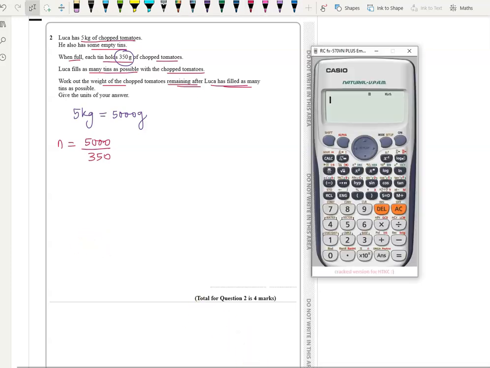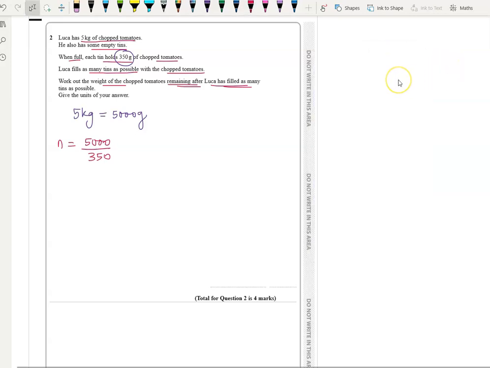So 5000 divided by 350 gives us 100 over 7, that is 14.28. So it means it can fill only 14 tins, and a part will be left. So it is 14.28, which means only 14 tins can be filled completely.